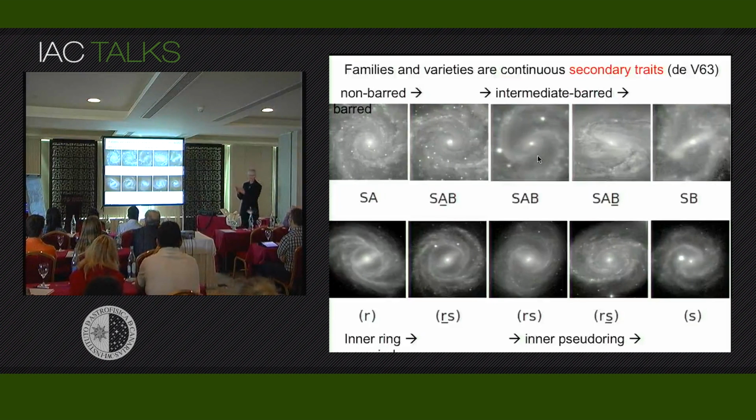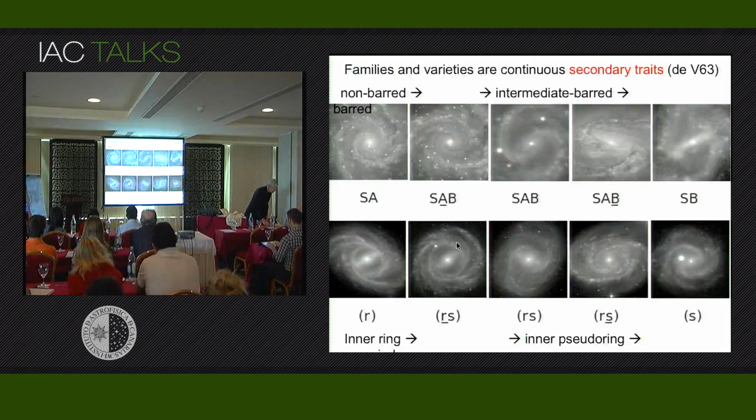So the intermediate category was the S capital AB. This was actually a brilliant addition to the Hubble system. That intermediate category allows you to be a little bit more specific about intermediate bars. If you want to determine bar fractions by visual classification, it might help to have an intermediate category that you could use. But you can also find intermediates between SA and SAB, which we call SA underline B, and between SAB and SB, SAB underline, and so you have a more complicated classification system.